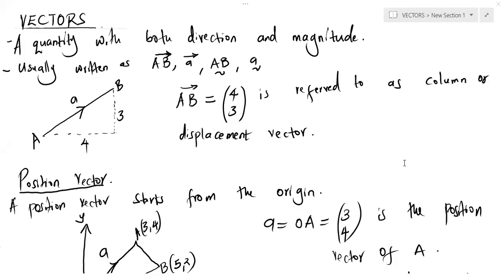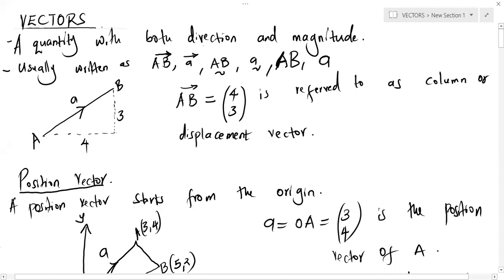Hello guys, so I would like us to look at vectors today. Now a vector is basically a quantity with both magnitude and direction. And usually in writing, you will find that vectors are represented like this with an arrow on top, or written like this, or sometimes just written in bold. So those are the ways you'll find vectors represented in writing.